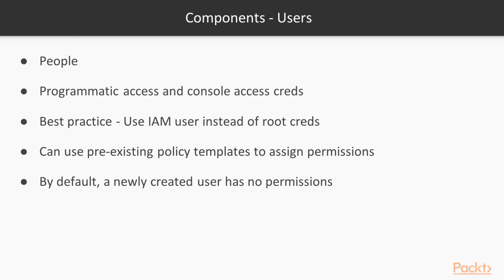A best practice is to use IAM user credentials instead of root credentials. What that means is you should never use the credentials that you have signed up with, that is the email you have signed up with, in day-to-day interaction with your AWS environment. Instead, you should create IAM users and then log in as these people. You can use pre-existing policy templates to assign permissions. By default, when you create a new user, they have absolutely no permissions to your environment.